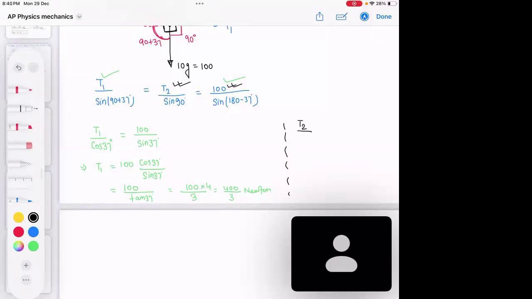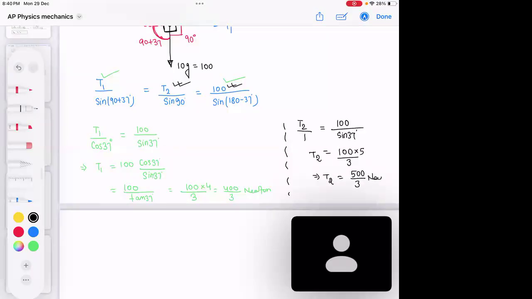T2 divided by sine 90 is 1, equal to 100 divided by sine 180 minus 37, sine 37, right? So we have T2 equal to 100 by sine 37. Sine 37 is 3 by 5. So what is the T2? We got it 500 by 3 Newton.